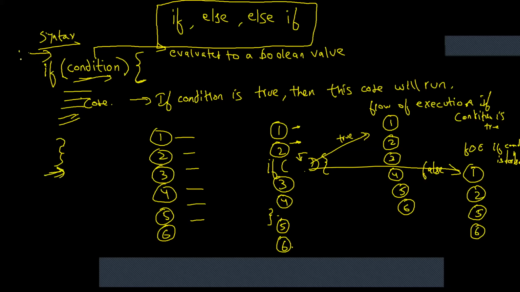Initially it was here. Based on this condition, whether it is a true value or a false value, you'll run this. If it is false, then you will be running here too. So I'll explain what a condition is, then we can go to the practical thing.